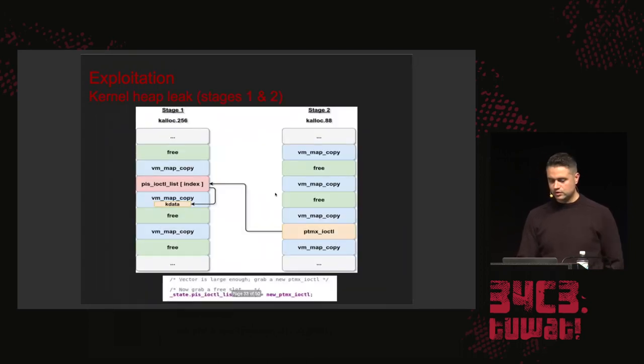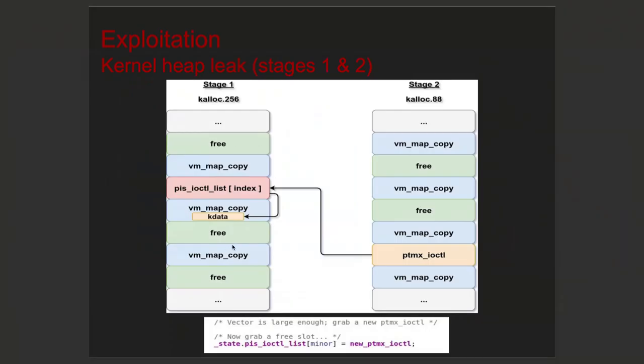So let's go to, okay, it looks like this. That's my first stage, right? Free VMAP copy, and this is the same pattern on the calloc88 zone. When you trigger the bug, this PTMX IOCTL structure is allocated. It goes into one of the free slots, right? And then the bug itself, which is what we see here, is that you control the index. So this is the new allocation that went here, and then it stores this address where the index tells it to store it. But remember that this is controlled. We control that. So what I do is point this relatively to the neighboring VMAP copy struct at the k data field, right?